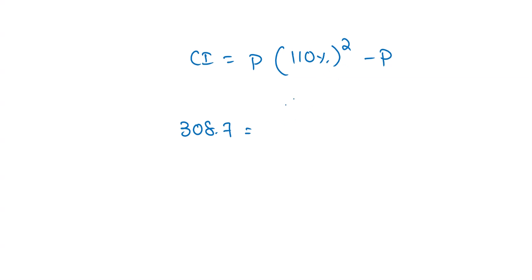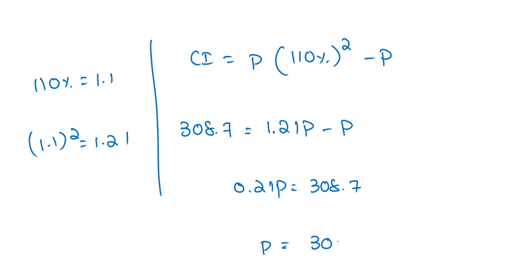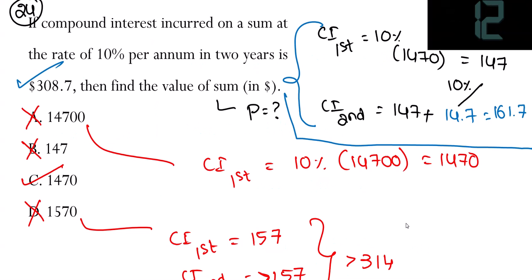110% whole square is 1.1 whole square, 1.21 P, I think. Okay, if you know 110% is 1.1, 1.1 whole square is 1.21. This is the other way, if you stick to the formula, you can do like this. Now 0.21 times principal is 308.7. So P is 30,870 divided by 21. This will give 1,470. Calculator not allowed for your kind information. It's not allowed, right? So we can check which option.